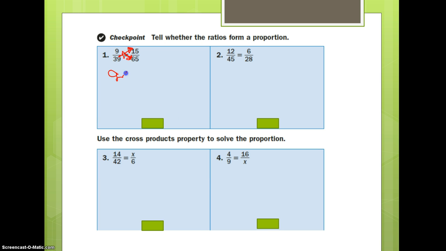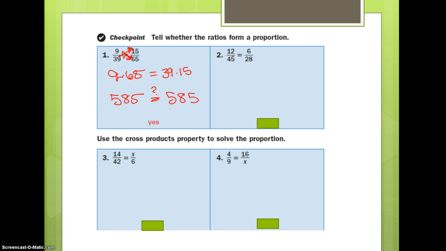So I can take 9 times 65 and set it equal to 39 times 15. 9 times 65 is 585. Does it equal, that's the question we're asking, 39 times 15? Well, 39 times 15 is 585, so the answer is yes.